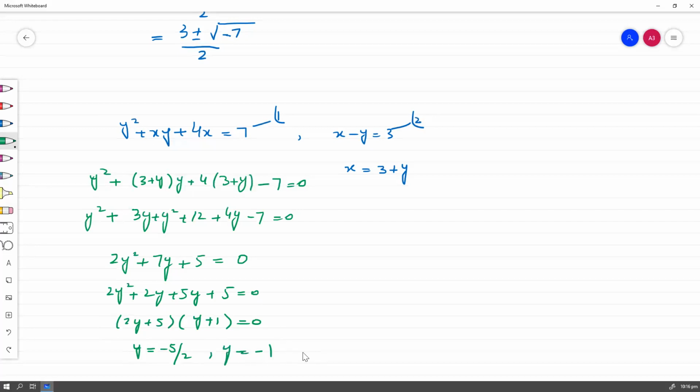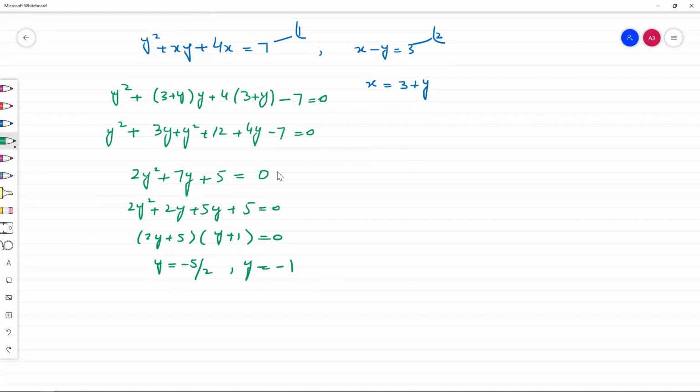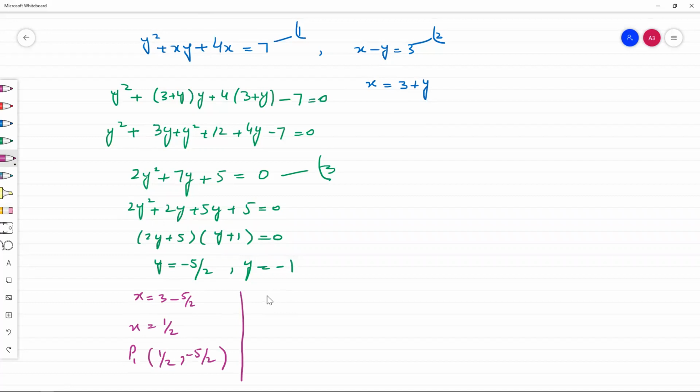When you put these two values into the above equation, which I forgot to name number 3, when you put y is equal to minus 5 by 2 in this equation, x is equal to 3 minus 5 by 2, which is 6 minus 5 over 2, so 1 over 2. So point 1 would be 1 by 2 and minus 5 by 2. Now y is equal to minus 1, x is equal to 3 minus 1, so x would be 2, so point 2 would be 2 and minus 1.